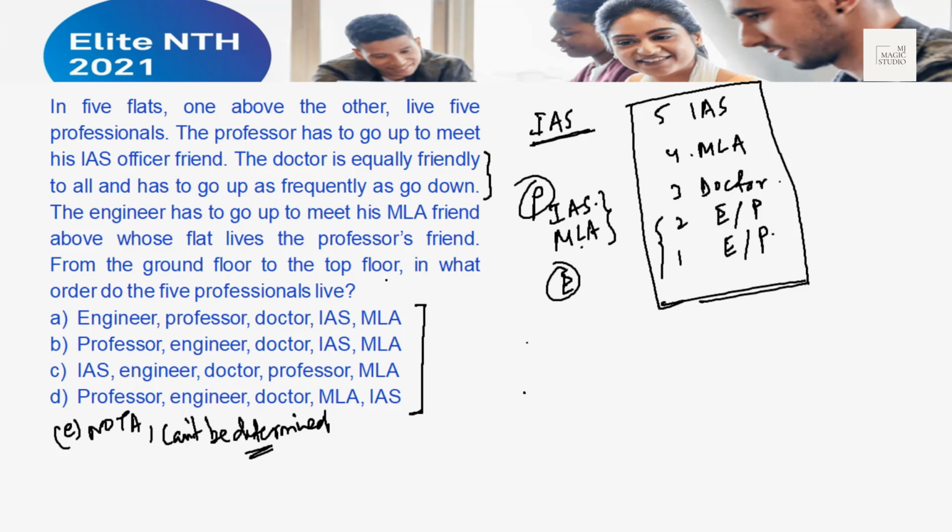From the ground floor to the top floor, in what order do the 5 professionals live? IAS is on the top floor. MLA on top floor options are gone. That means we are left with only option D. Let's check. It says IAS is on the top floor, then MLA on floor 4, doctor 3, and then professor, engineer, because we are left with only one of the options. So option D fits in. But if can't be determined is there, I'll still go for can't be determined.